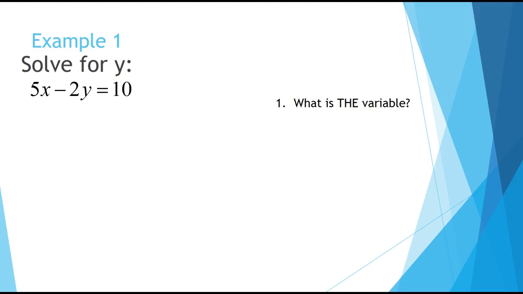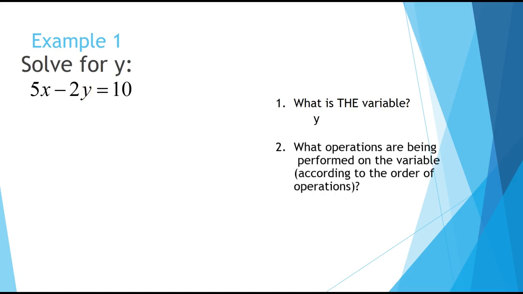So what is the variable that we are solving for? We're solving for y. What operations are being performed on y? Well, we're definitely multiplying by -2. But what are we doing with the 5x? That 5x is positive. Positive means we are adding 5x.